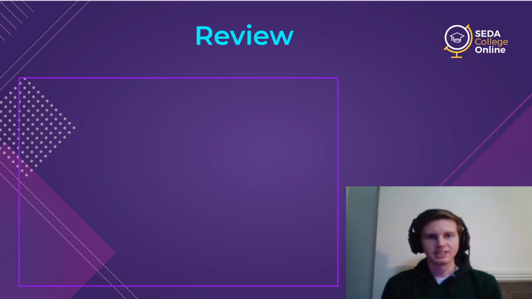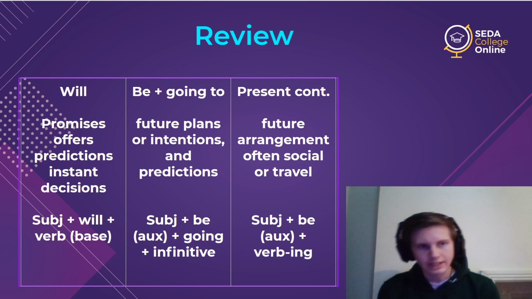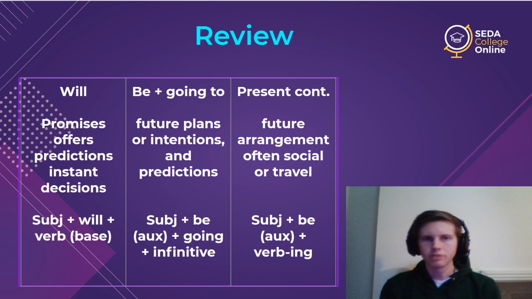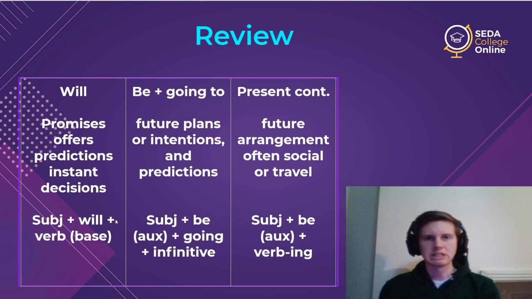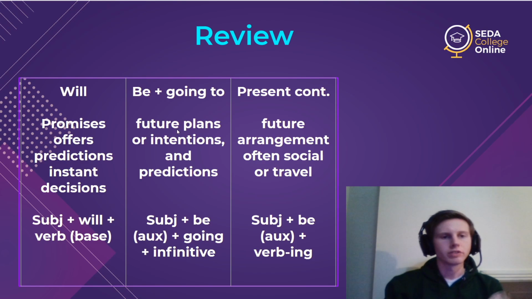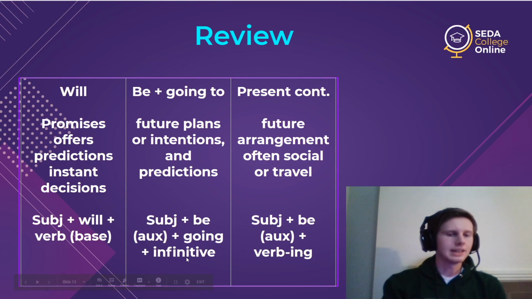All right. That was a lot of information in today's lesson. So take some time to review, download the paper that is attached to the file, the notes, so that you can have these PowerPoint slides to review and have for your notes. So I'm just going to show everything here again. Here's kind of a quick summary of everything we talked about with the future tenses here. Will for promises, offers, predictions, and instant decisions. Grammar is very easy. Subject, will, verb in base form. Then we have be going to for future plans that are not social, future plans that are not travel, and predictions again. So subject, be auxiliary, going, infinitive.